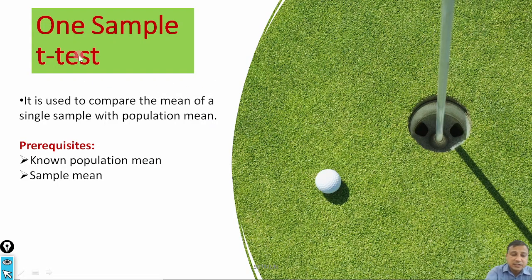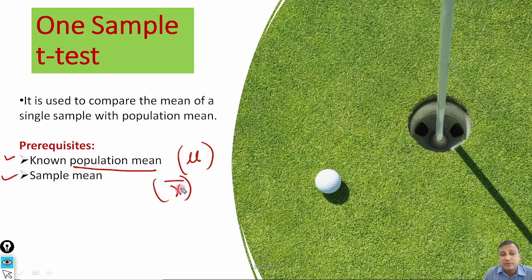For the one sample t-test, there are two prerequisites. The first prerequisite is you should know the population mean. If you remember, this is the symbol mu, it represents the population mean. A known population mean is the first prerequisite for the one sample t-test, and the second prerequisite is the sample mean, that is x-bar. If these two things are there in your data, then and only then can we perform the one sample t-test.